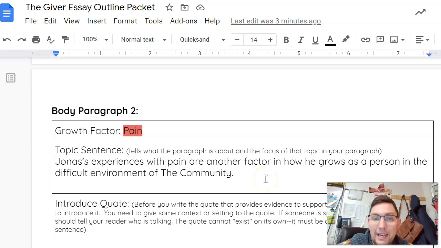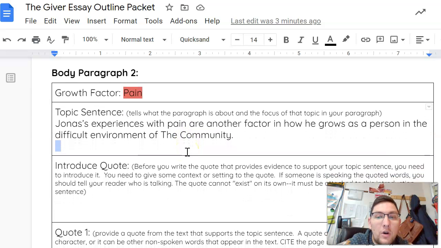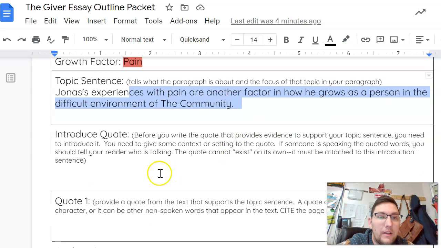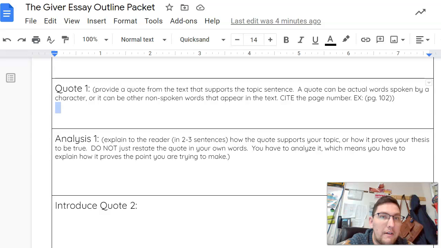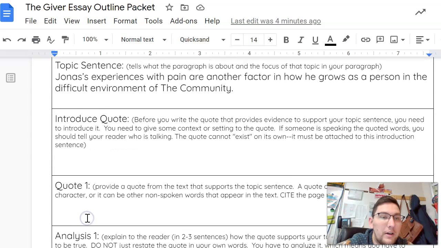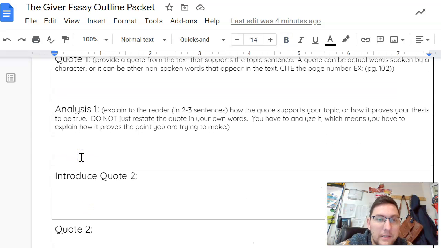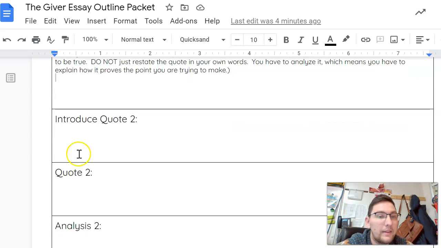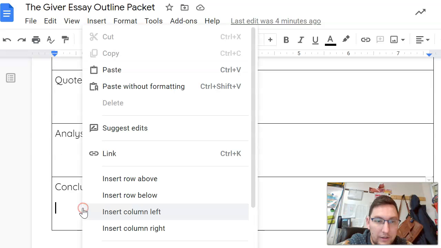Then you'll do the same thing with pain. You need to go find 2 quotes from the book. And again, a quote just means any line from the book. It doesn't need to be dialogue, just any line from the book where pain helps Jonas grow as a person in the community. So you'll go find the quotes, make sure you have them in this document over here. You'll put quote 1 there, quote 2 here. You'll introduce the quote, tell me here's what's happening in this scene, and then analysis. This quote shows that pain helps Jonas grow as a person because, and then you'll do that again right here, and then your concluding sentence.